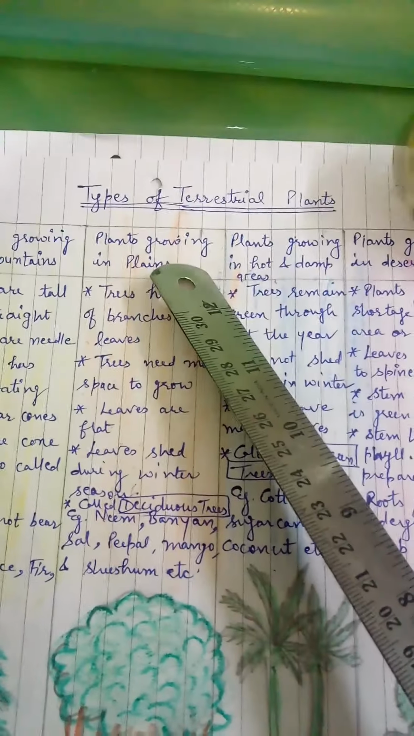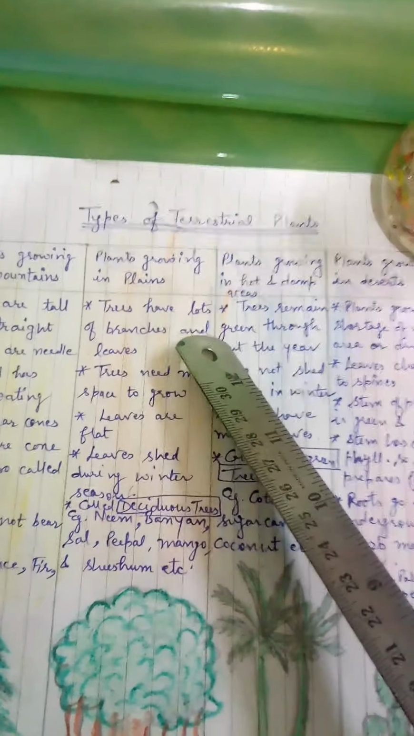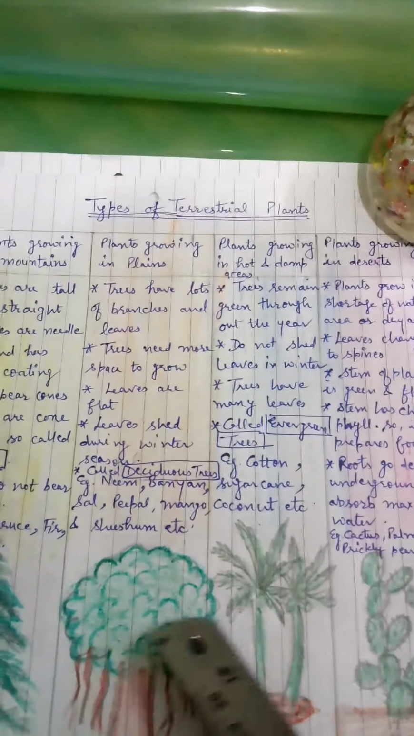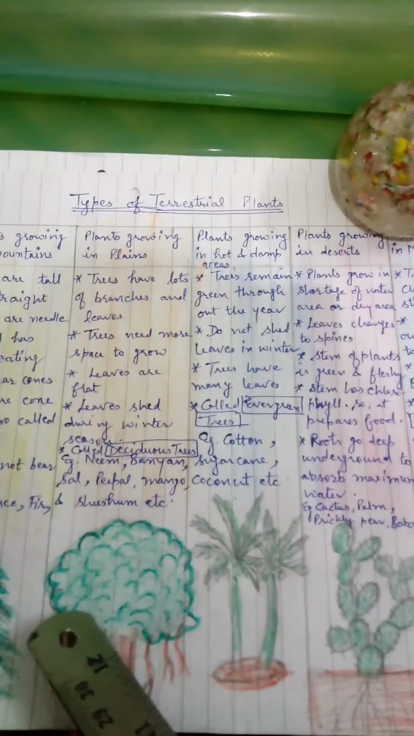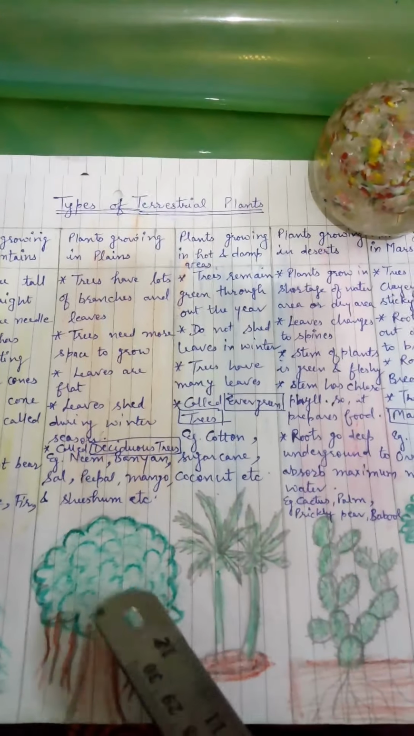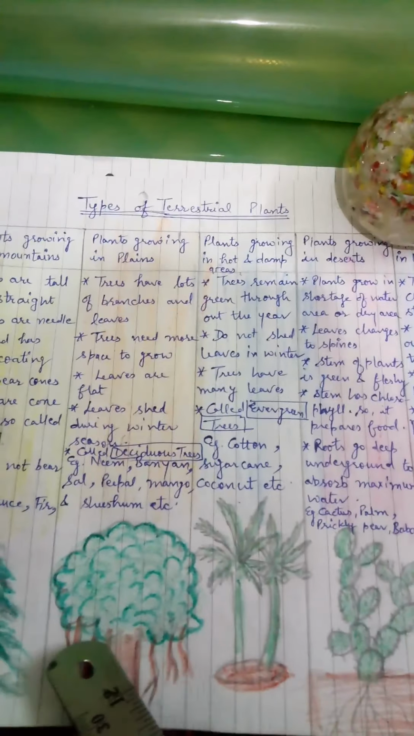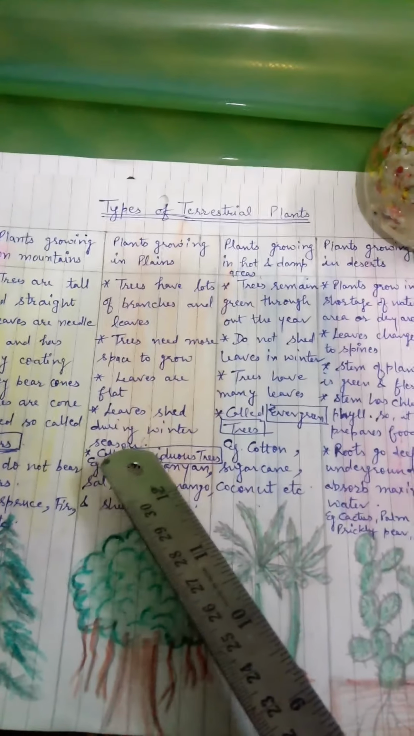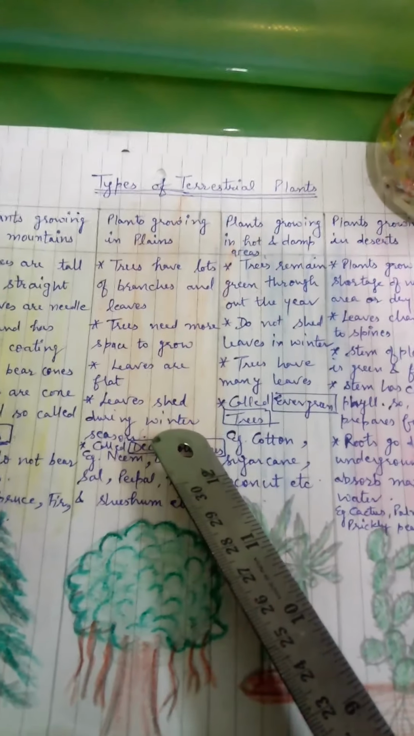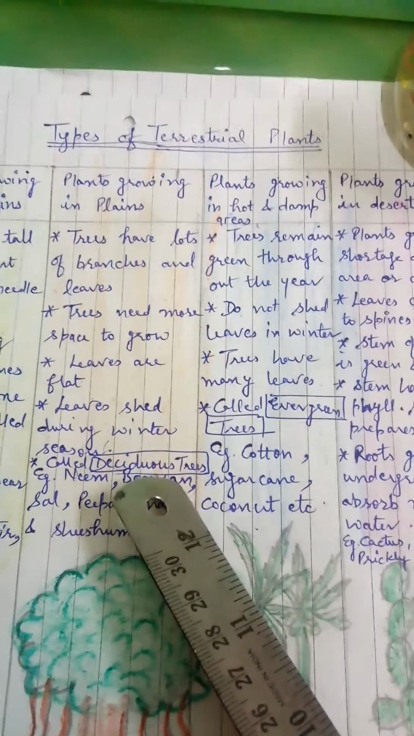Now we come to the second type, the plants that grow in plains. These types of trees have lots of branches and leaves. Trees need more space to grow. These types of trees are quite heavy, bulky, and tall, so they need more space to grow. Leaves are flat and are shed during the winter season. That's why these plants are called deciduous trees.